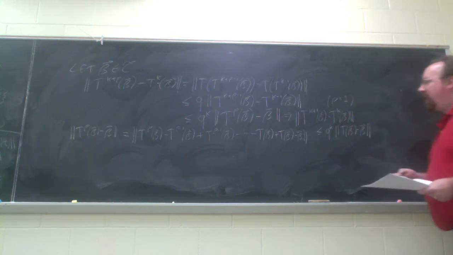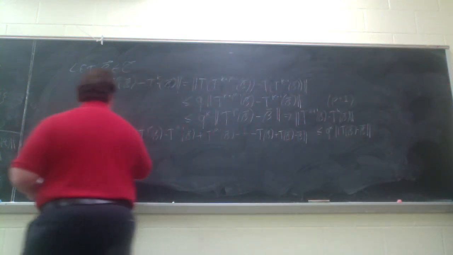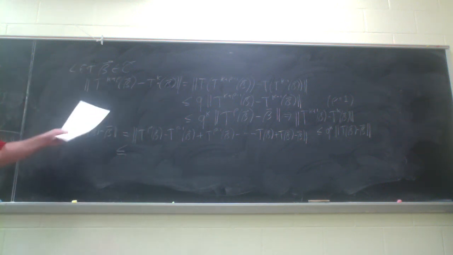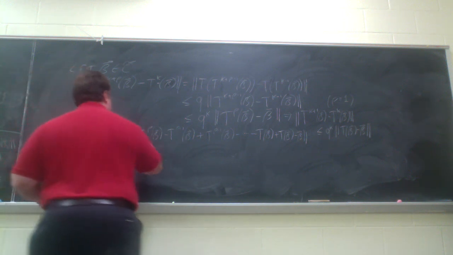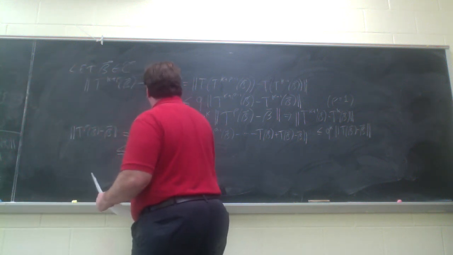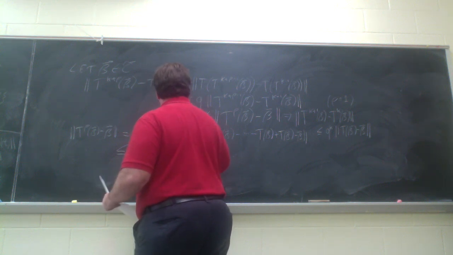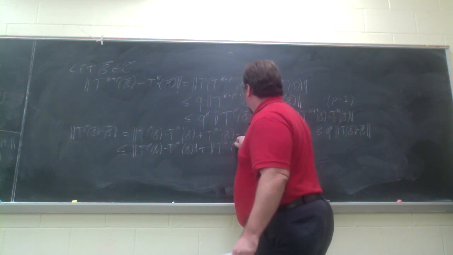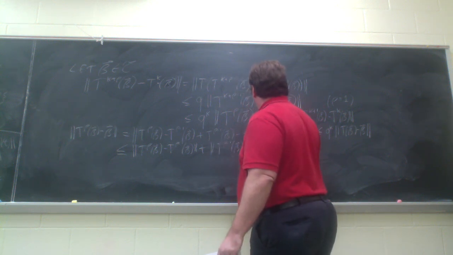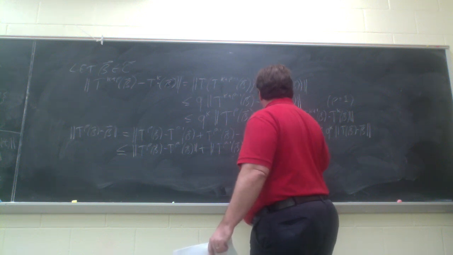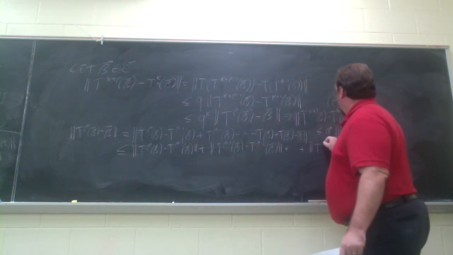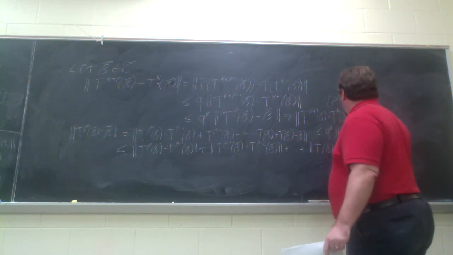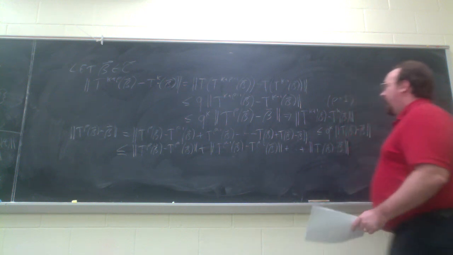Now I use the triangle inequality like a zillion times, well, p times, and pull these apart, and I have a less than or equal to. So norm of t to the p minus t to the p minus 1, plus norm of t to the p minus 1 minus t to the p minus 2, and so on, all the way down to t of beta, I'm really saying beta, t of beta minus beta. Okay.